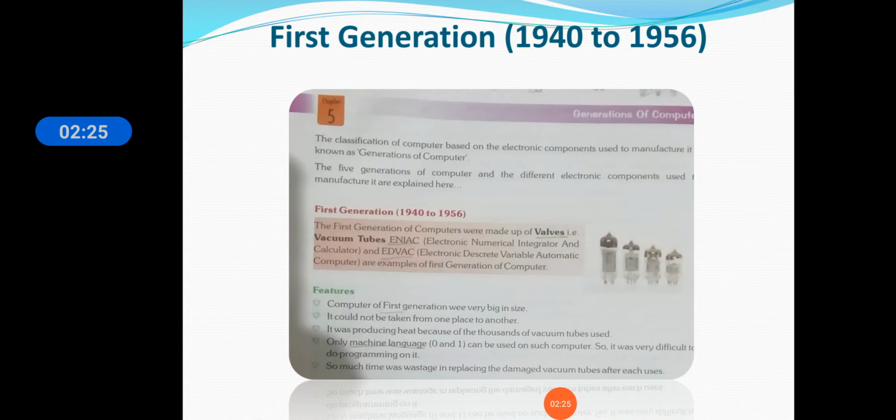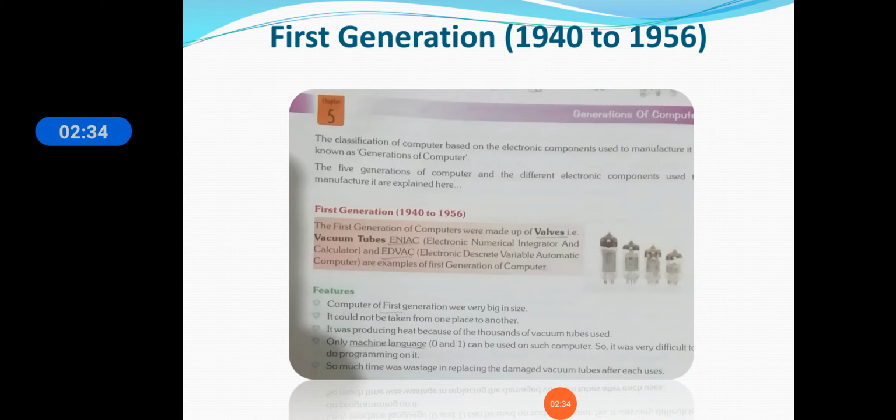First generation computers were very big in size. They could not be taken from one place to another. They produced heat because of the thousands of vacuum tubes used. Only machine language, 0 and 1, could be used on such a computer. So it was difficult to do programming on it.